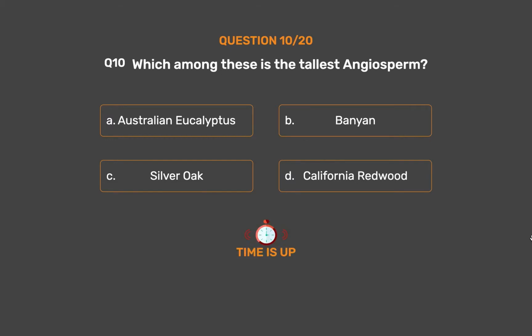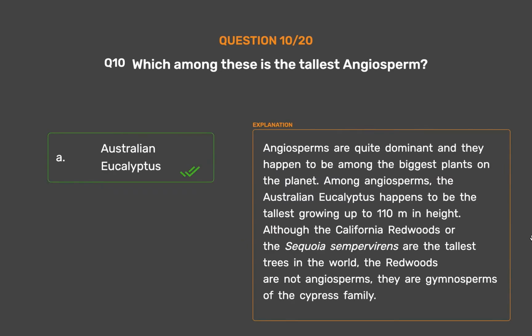The correct answer is Option A. Australian eucalyptus. Angiosperms are quite dominant and they happen to be among the biggest plants on the planet. Among angiosperms, the Australian eucalyptus happens to be the tallest, growing up to 110 meters in height. Although the California redwoods or the Sequoia sempervirens are the tallest trees in the world, the redwoods are not angiosperms, they are gymnosperms of the cypress family.